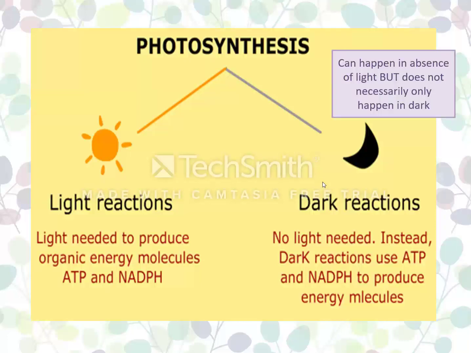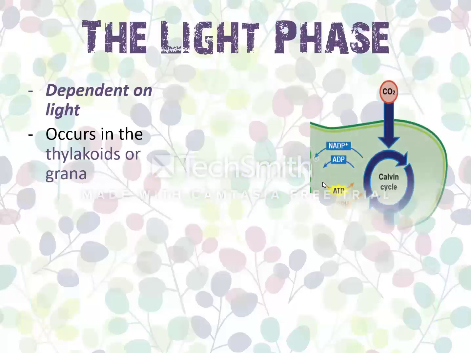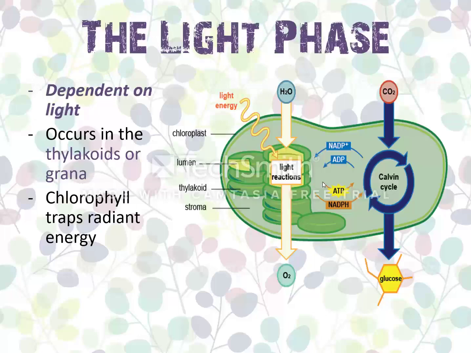So as I said, light reactions will need light in order to produce ATP and NADPH. Don't worry about that too much now. And dark reactions do not need light. Okay. So the light phase. See, I'm a bit fast. Okay. So as I said, the light phase is dependent on light.